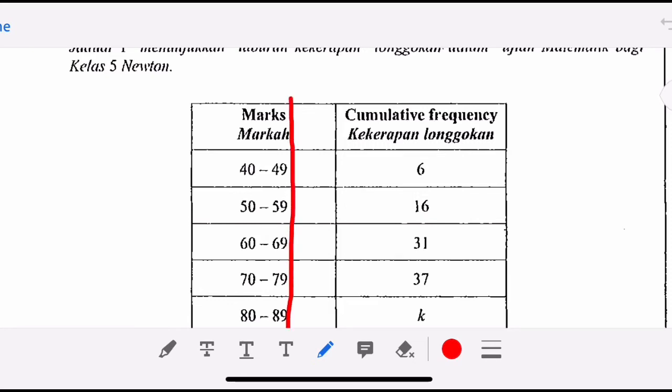Sometimes they give you frequency, so you find the cumulative frequency. If they give you cumulative frequency, you find the frequency. The way to find the frequency is to reverse back.